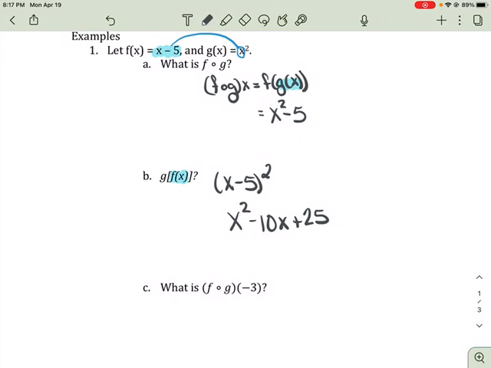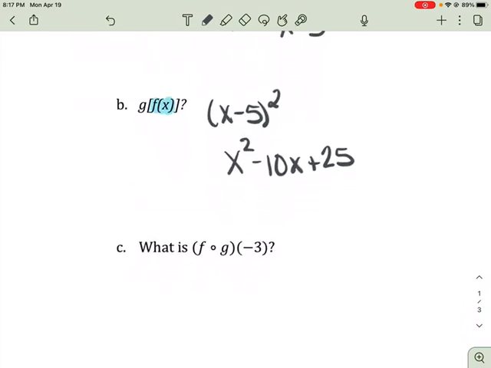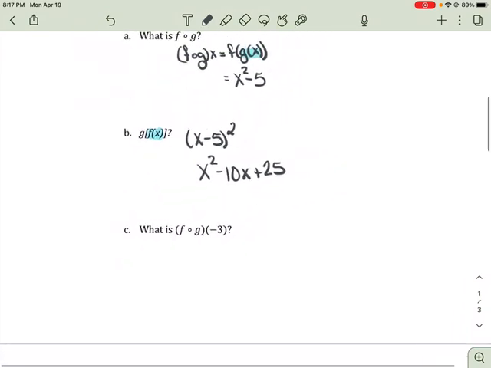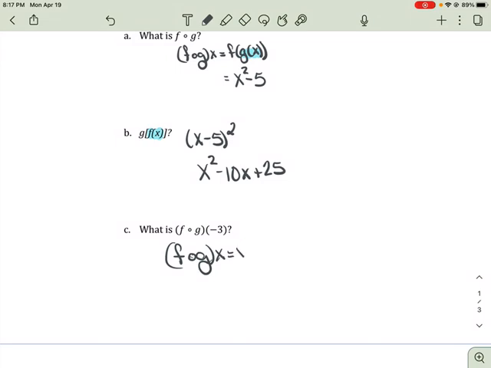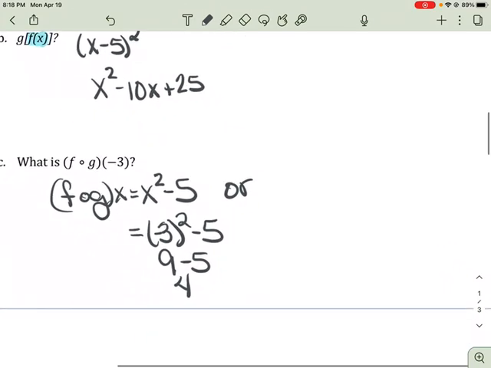Okay. All right, so what is f composed of g of negative 3? You have two ways you can do this. We can take our f composed of g, which was x squared minus 5, and replace x with 3. Negative 3, sorry. So that's 9 minus 5, or 4.